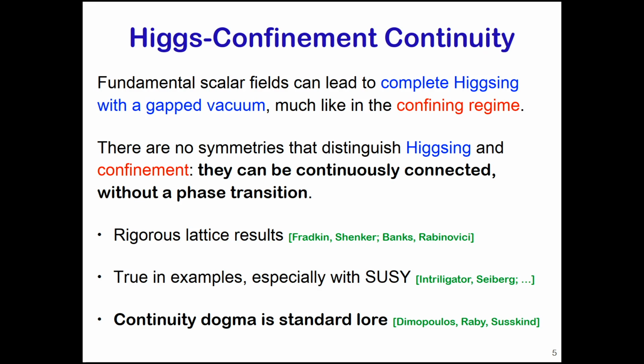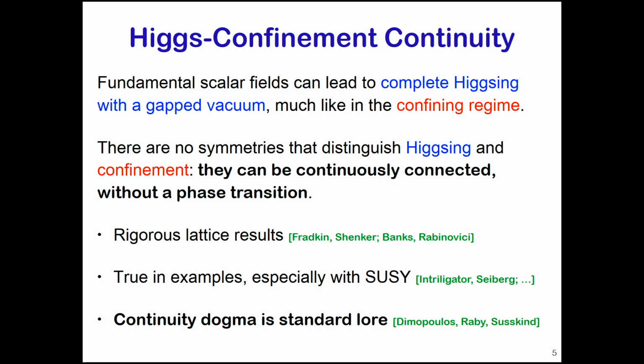If instead of quarks you add fundamental Higgs fields to gauge theory, if you add enough of them, then you can completely Higgs down the theory to nothing, and you get a trivial gapped vacuum, which looks very much like the confining vacuum of the theory.